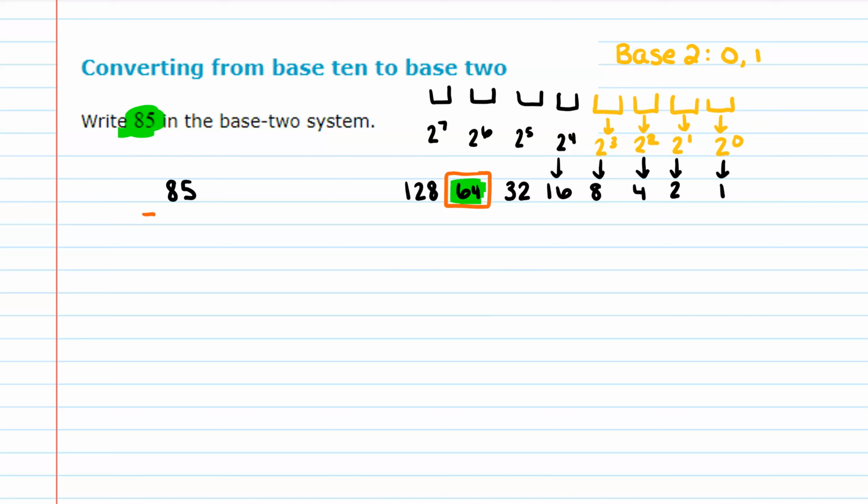So we're starting at 85, and 64 is the first power of 2 which is less than 85. So I'm going to subtract 64 from 85. That makes 21. So I could subtract 64 one time. Now, I've subtracted the 64, 21. Can I subtract 32 from 21? No, it becomes negative. So there are no 32s that I can subtract.